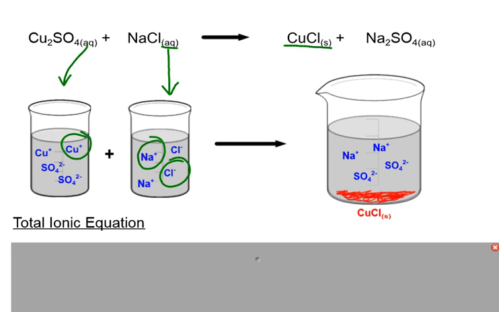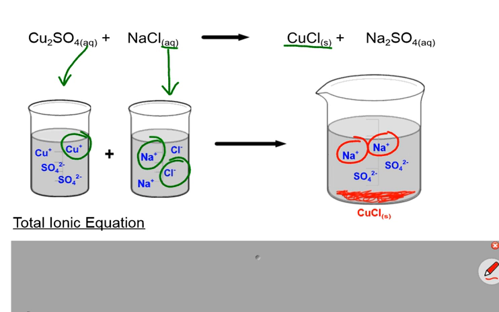When I mix these two beakers together, what I end up with is I still have sodium ions, and I still have sulfate ions, so that's my sodium sulfate. That's aqueous, and again, those ions are just sort of floating around in solution all on their own. But I also end up with a precipitate at the bottom of my beaker, and that's my copper 1 chloride. And the reason why it's solid is because these ions actually end up sticking together and forming my solid.